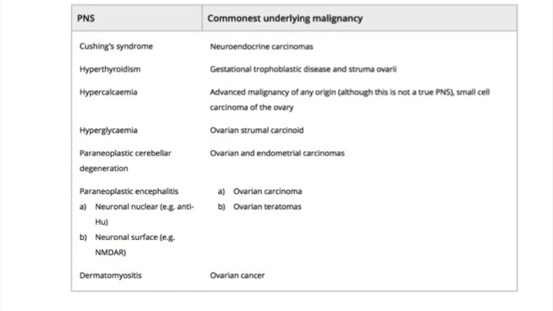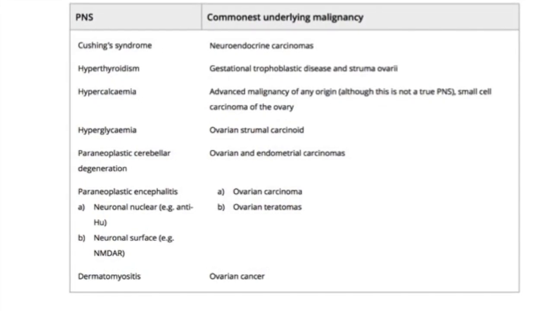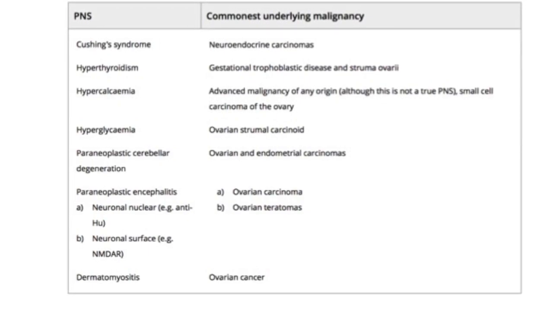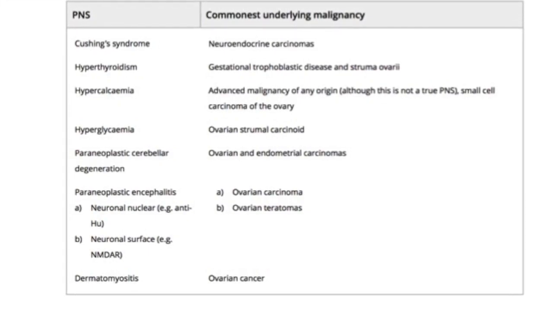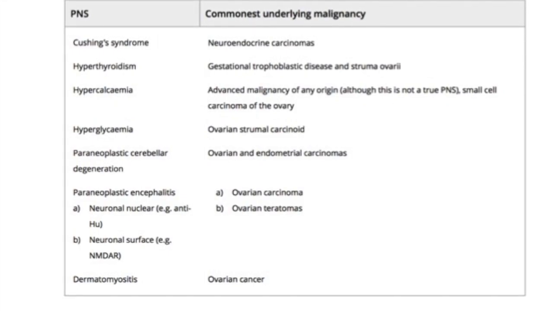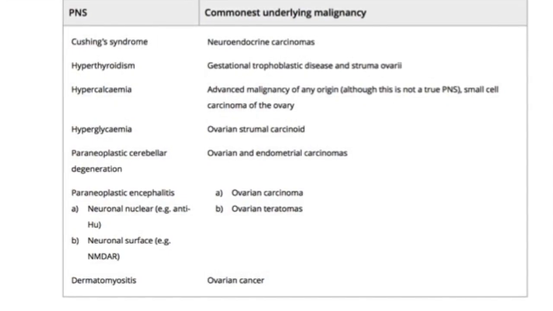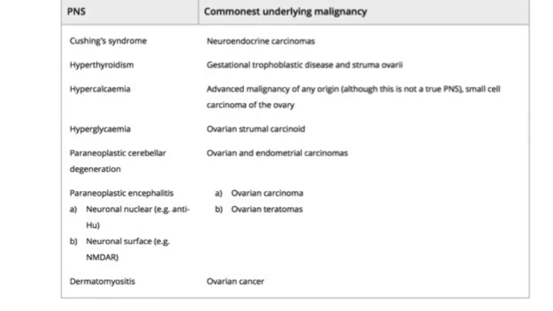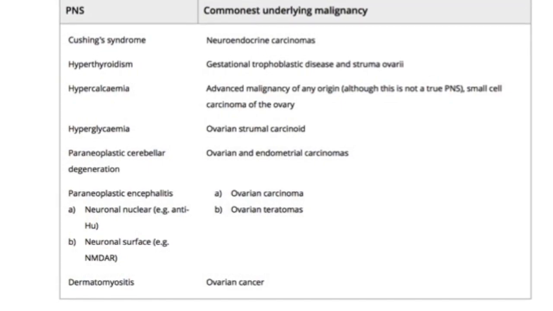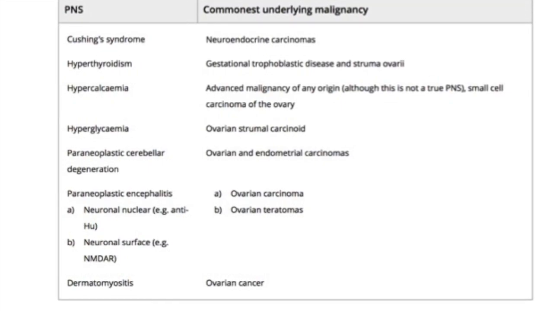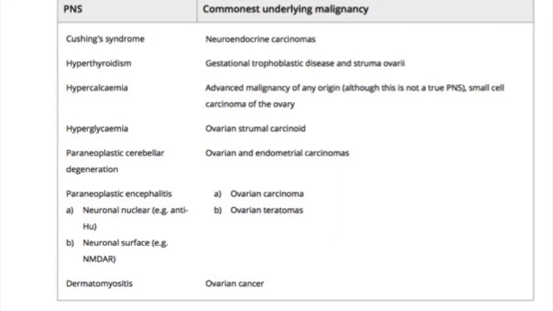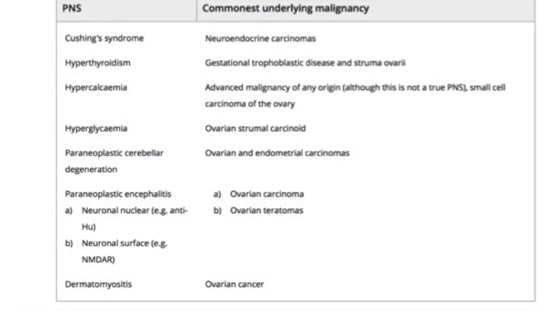Paraneoplastic cerebellar degeneration: ovarian and endometrial carcinomas. Paraneoplastic encephalitis, which can be neuronal nuclear or neuronal surface. The neuronal nuclear type is associated with ovarian carcinoma, and the neuronal surface type with ovarian teratomas. And then dermatomyositis, which is seen in ovarian cancers.